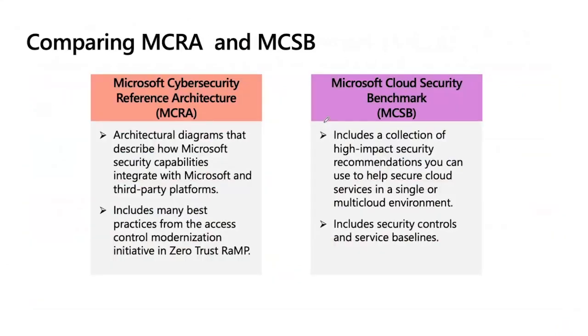Now, when we compare MCRA and MCSB, MCRA is an architectural diagram that describes how Microsoft security capabilities integrate with Microsoft and third-party applications and platforms. Whereas MCSB is a collection of security recommendations that we can use to enhance the security posture in your cloud environment. So this is very helpful. If you want to enhance security, we use MCSB. If we want to see reference architecture, then we have MCRA.